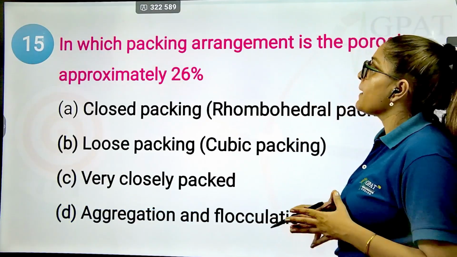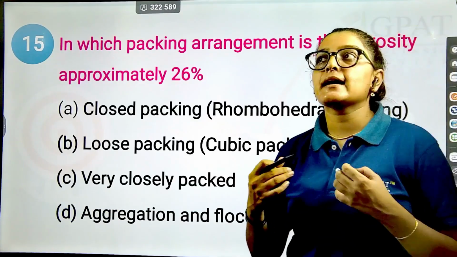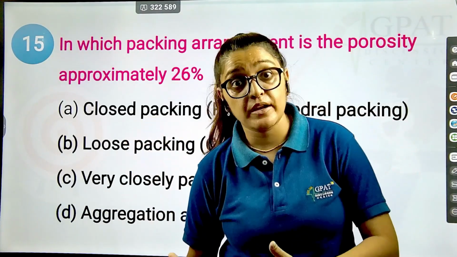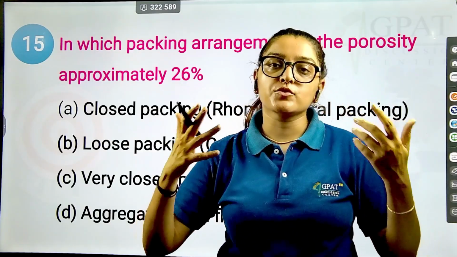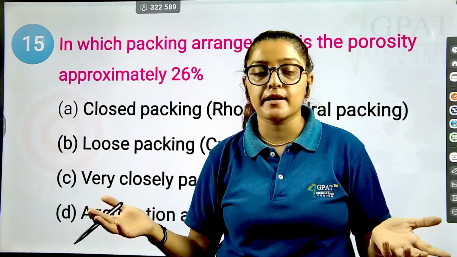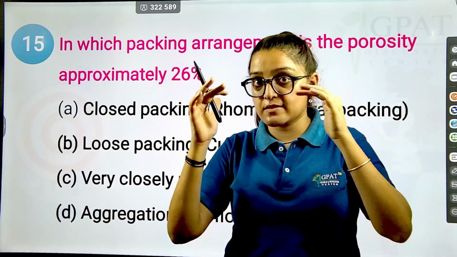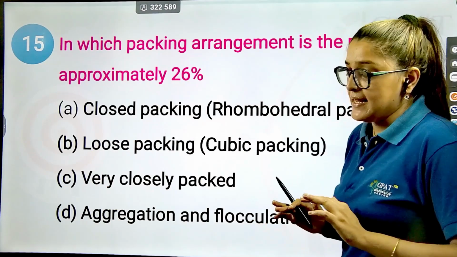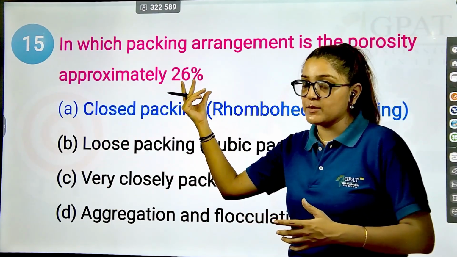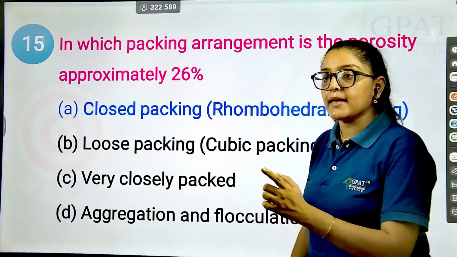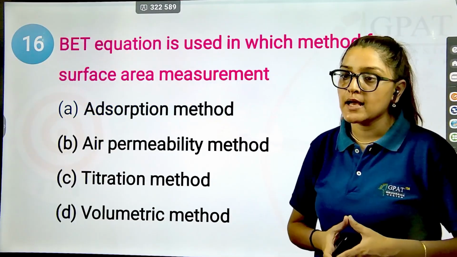Next, in which packing arrangement is the porosity around 26%? See, porosity refers to the void volume, the gaps. So, the more gaps you have, the more porosity you have. When the particles are very close to each other, the spaces are less, which means porosity will be lesser. So, the closer the packing, the lesser the porosity. The looser the packing, the more the porosity. Okay. So, we have closed packing.